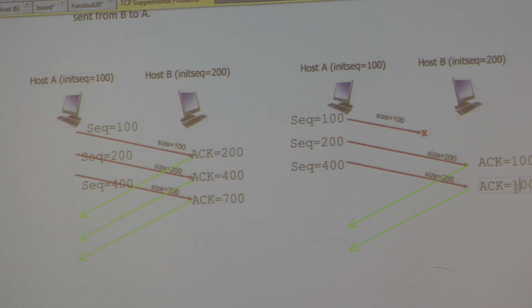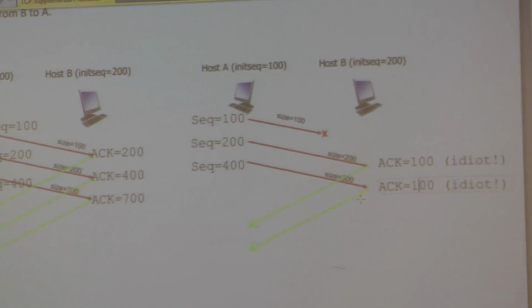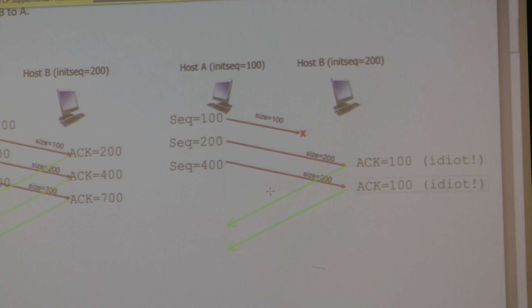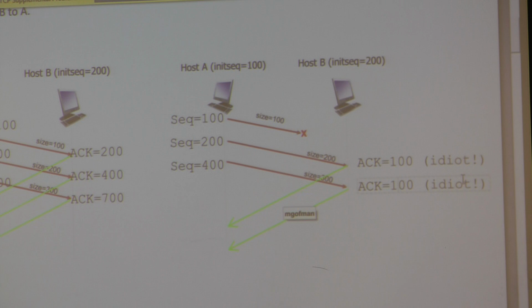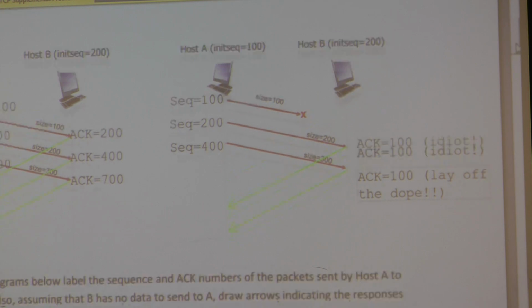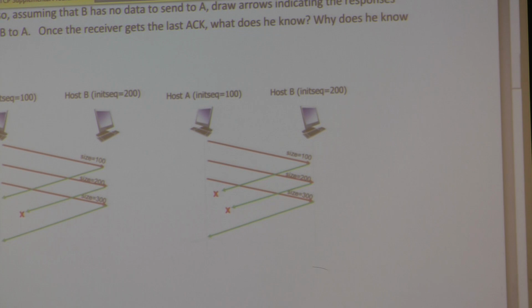So now, what's going to happen right here? Well, he gets a second packet also out of order, right? He's still expecting 100, but now he's getting 400, right? Makes sense, right? Are we good? All right. So these kinds of problems are easy points on the exams.